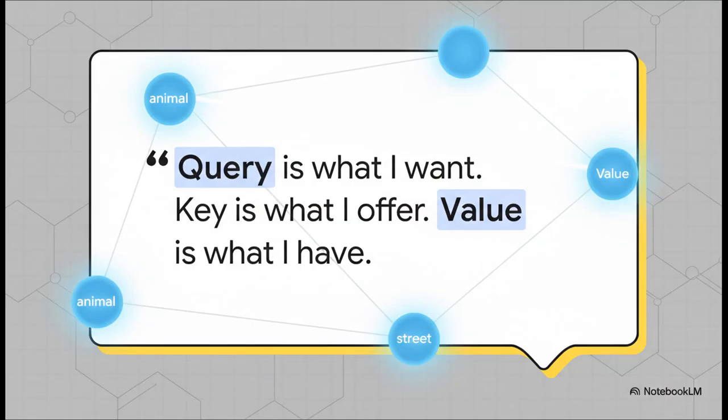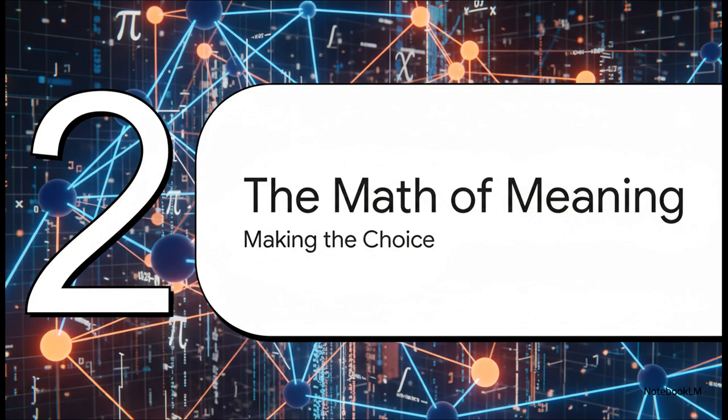So it really all boils down to this one simple mantra. Just remember this. The query is what I want. I want to know the meaning of it. It scans all the available keys, which are what I offer. In this case, animal and street. And when it finds the best match, it pulls out the value, which is what I have, the full, rich meaning of that word.